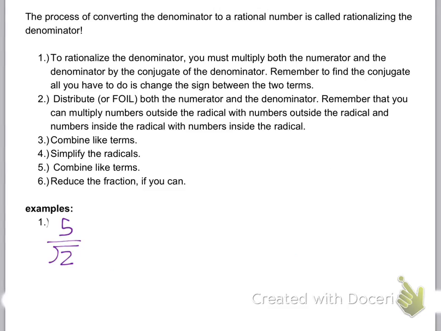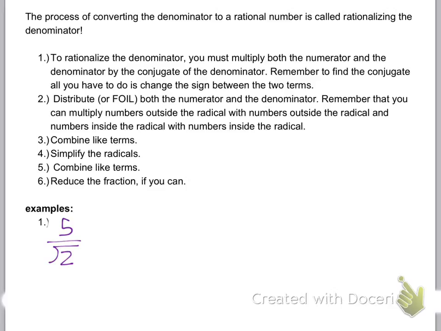So I sat down and created a process, a bunch of steps. And there they are. The process of converting the denominator to a rational number is called rationalizing the denominator. Step number 1: to rationalize the denominator, you must multiply both the numerator and the denominator by the conjugate of the denominator. We'll get to that in a second.